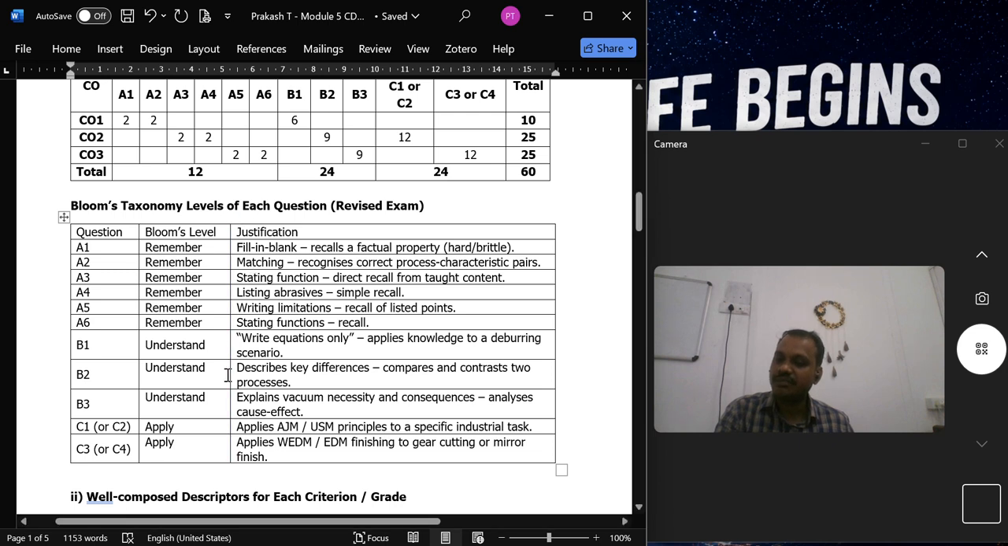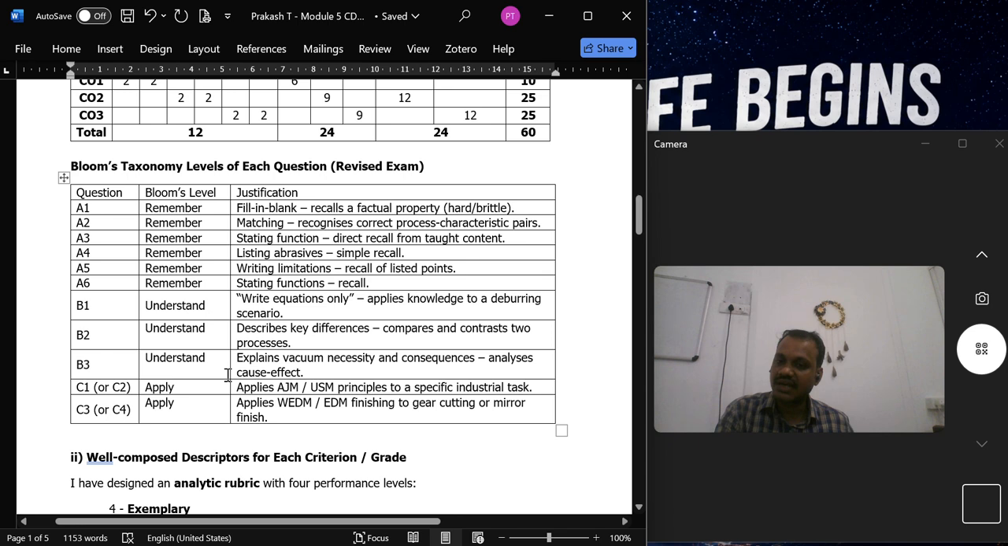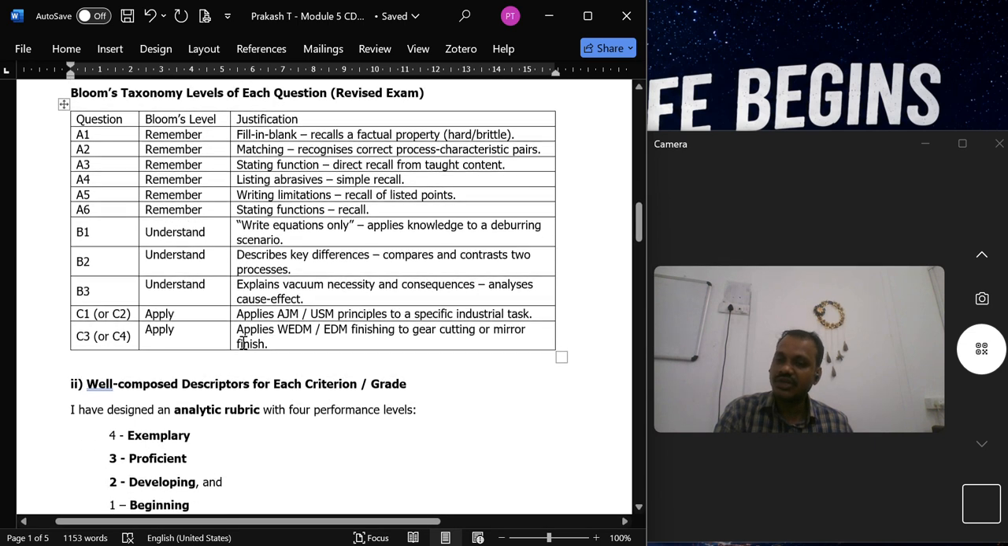Part B comes with the understand category. I follow a clear rule that the student should write the equation only and apply knowledge to a debugging scenario. B2 describes the key difference. B3 explains the vacuum.